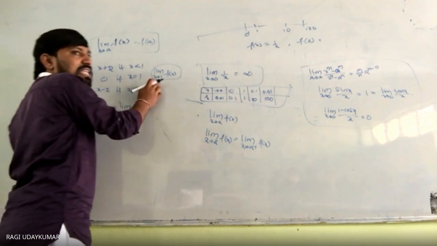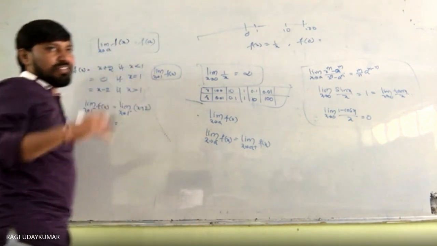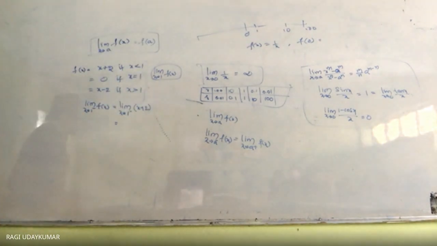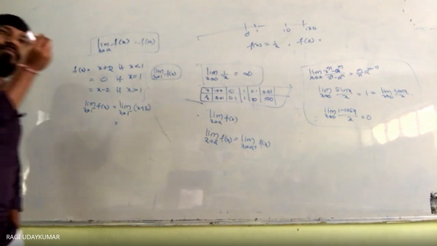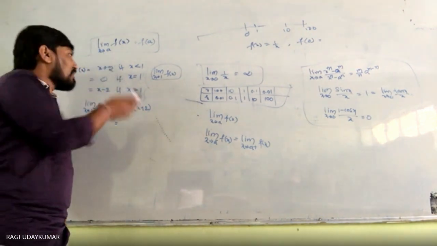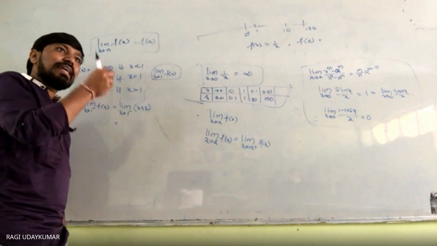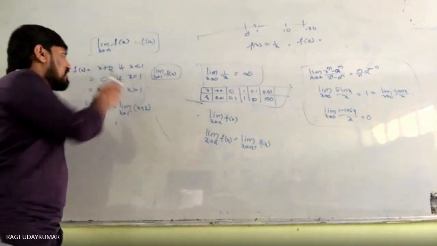Suppose the question asks for the limit as x tends to pi of f of x. It is not necessary to find the left hand limit and right hand limit. Why? Because on the left side near pi, the function is this one only, and on the right side near pi, the function is this one only.